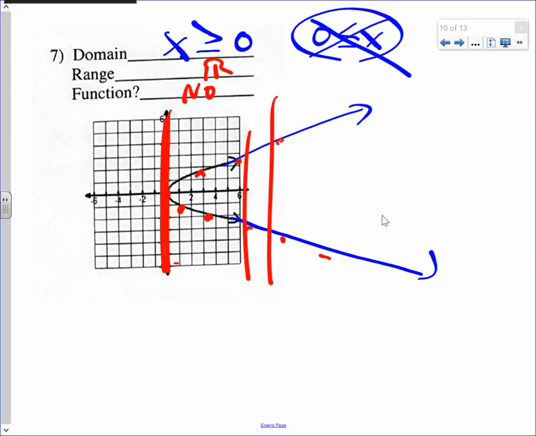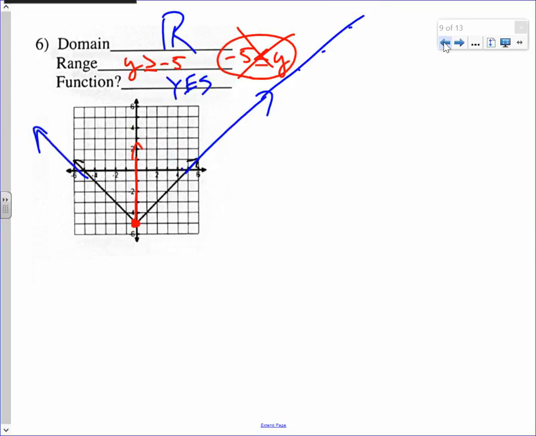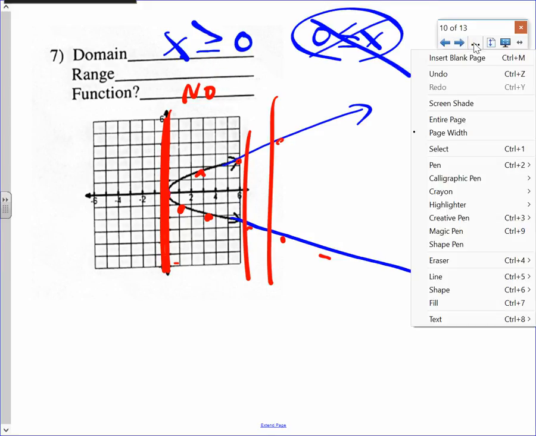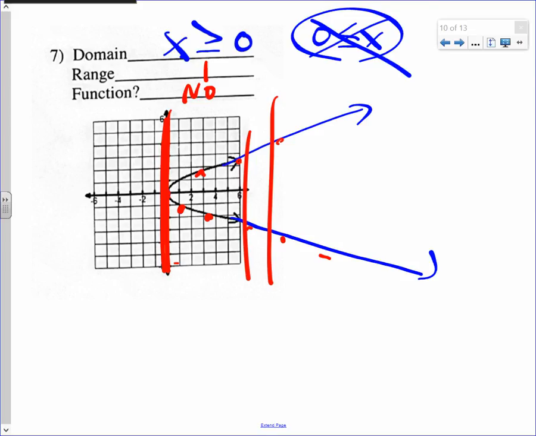We're rocking and rolling. The range is all real numbers. Sorry, this is the symbol for all real numbers, the double R. Forgive my chicken scratch. Better? Yeah. Sorry about that.